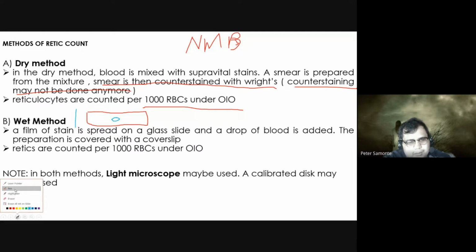Then, after that, ikakalat mo yung methylene blue, class. Spread mo in a circular pattern. Then, you would add your drop of blood. As in, drop of blood. Then, you would now add your cover slip. Then, you're required to count in both methods, class, 1,000 RBCs under OIO.